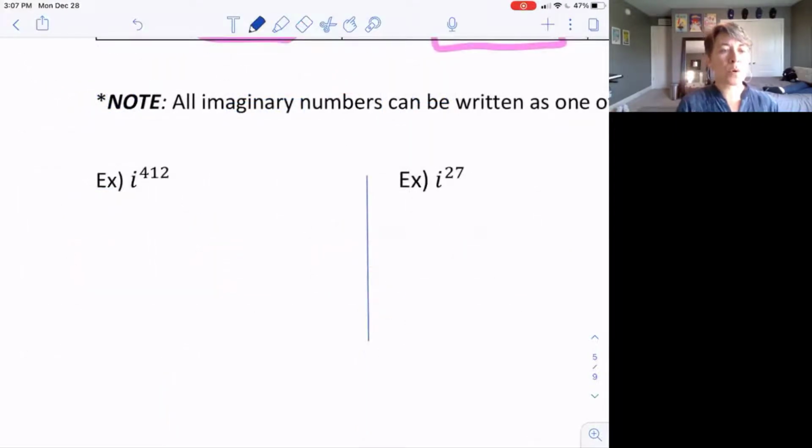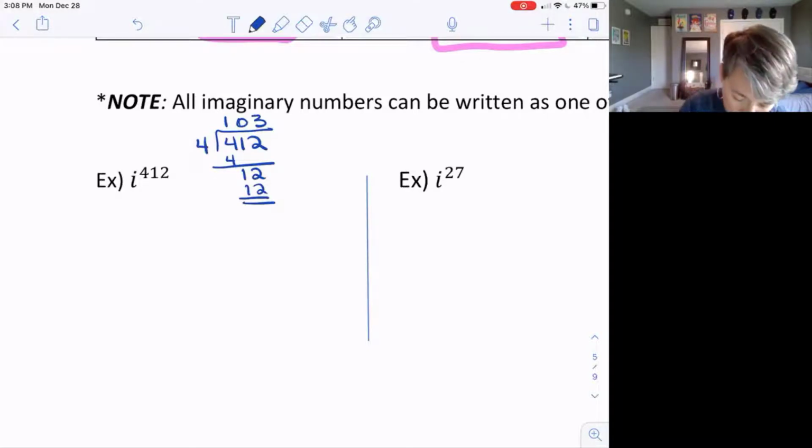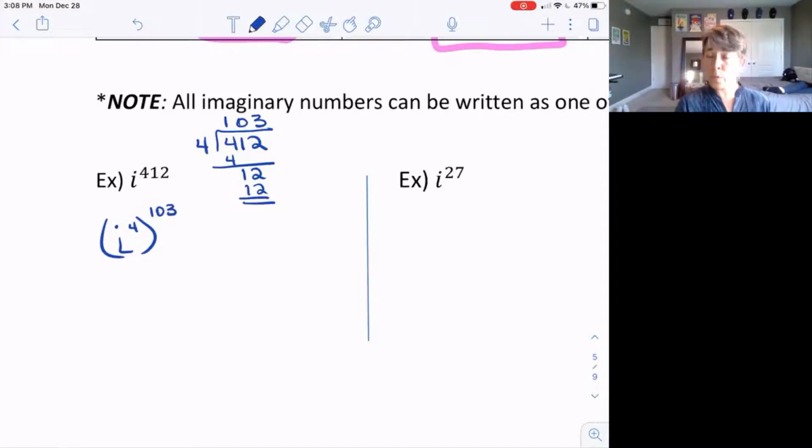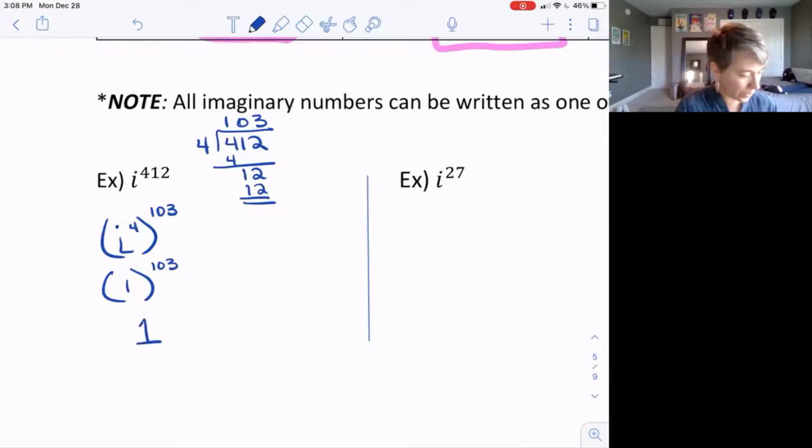We have i to the power of 412. I want to know if 4 will divide into 412. And it does, 103 times. So that means I can write i to the 412 as i to the 4th to the power of 103, because remember, if you raise a power to a power, we multiply. Well, I know i to the 4th is 1, and 1 to the 103rd power is still 1, no matter how many times you multiply 1 by itself.